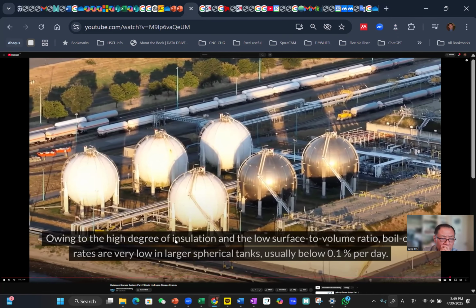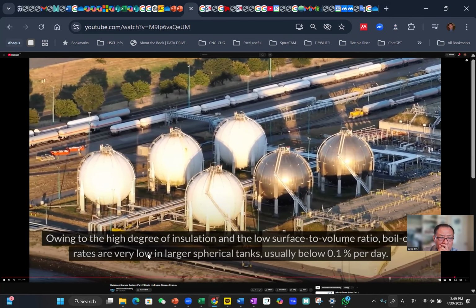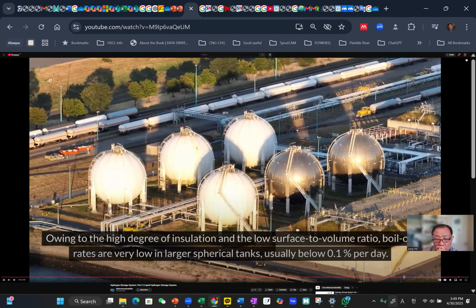Volume ratio, boil-off rates are very low in larger spherical tanks, usually below 0.1% per day.